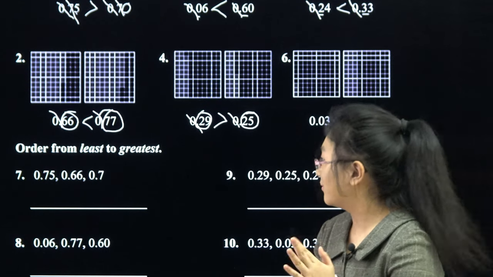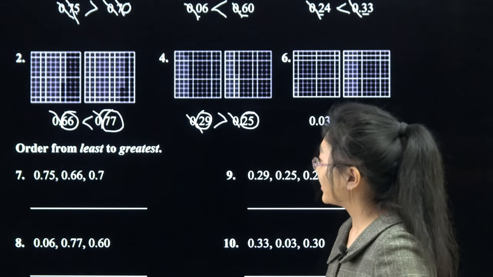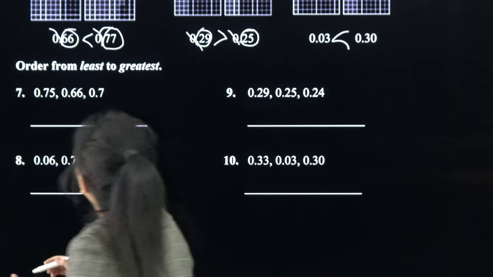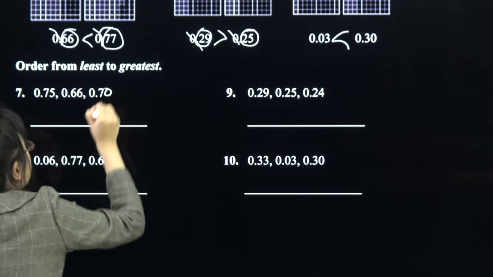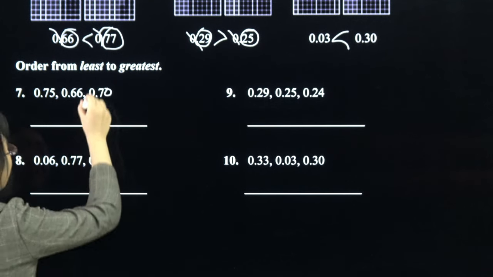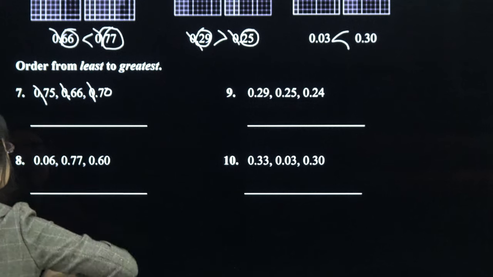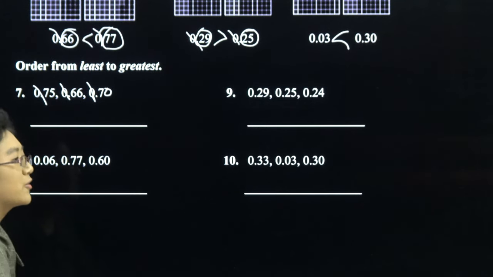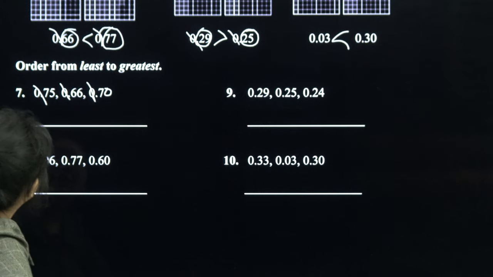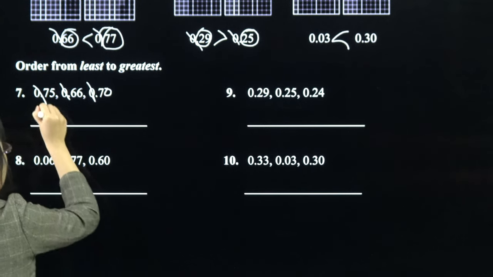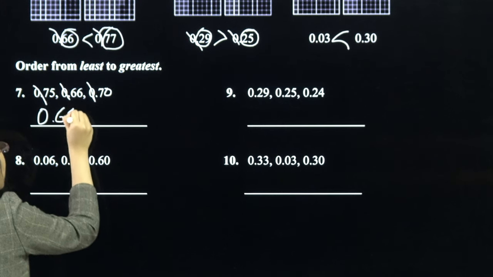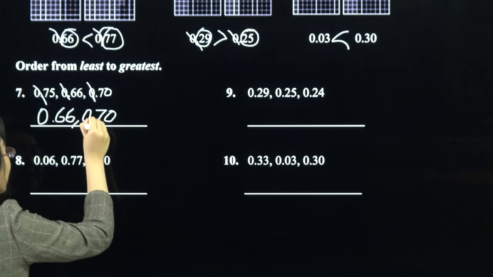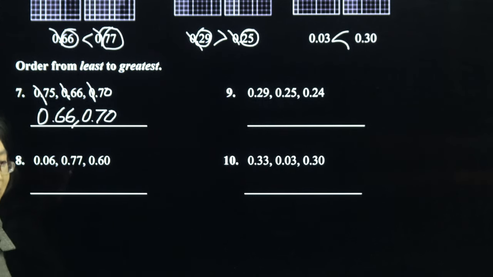Yay, now we're done. Well, we're not quite done yet. So order from least to greatest. Now we're using 3 of them. So this one, of course, you can add a 0 over here. So since it's all 0 point, we could just ignore the ones place now. Is 66 smaller than 70? Yes. Is 70 smaller than 75? Yes. Therefore, 0.66 is smaller than 0.70 because 7 is bigger than 6 in the tenths.